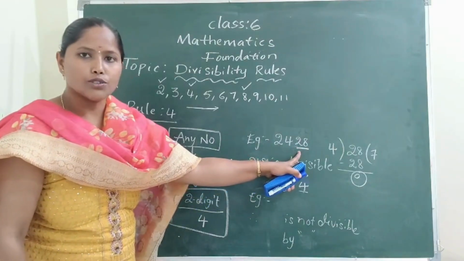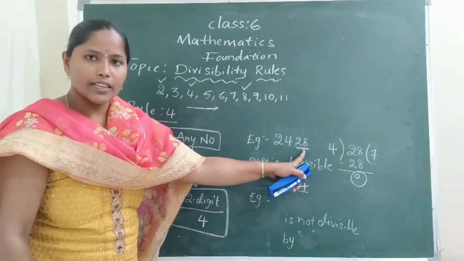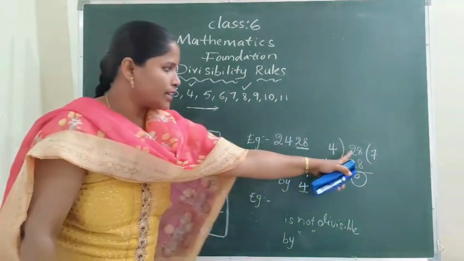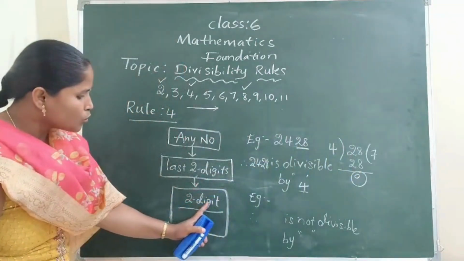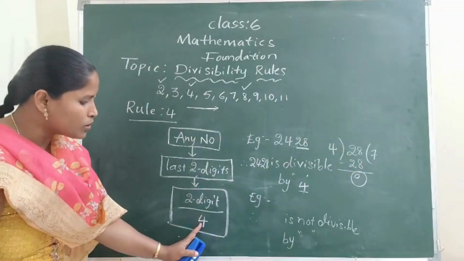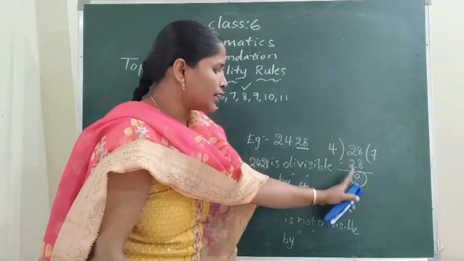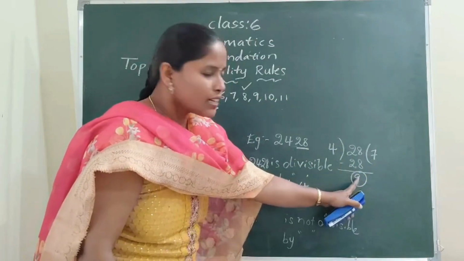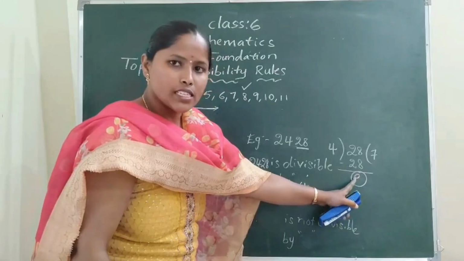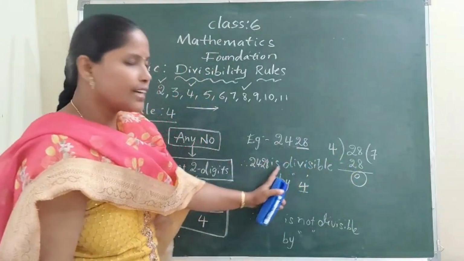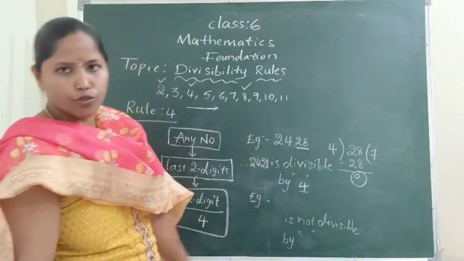So what are the last 2 digits of this number? 28 is the last 2 digits. So I have written this 28 here. Then the last 2 digits should be divisible by 4. Now I am dividing by 4. 4 7s are 28. Now the remainder is 0. If the remainder is 0, then it is divisible by 4. So 2428 is also divisible by 4.